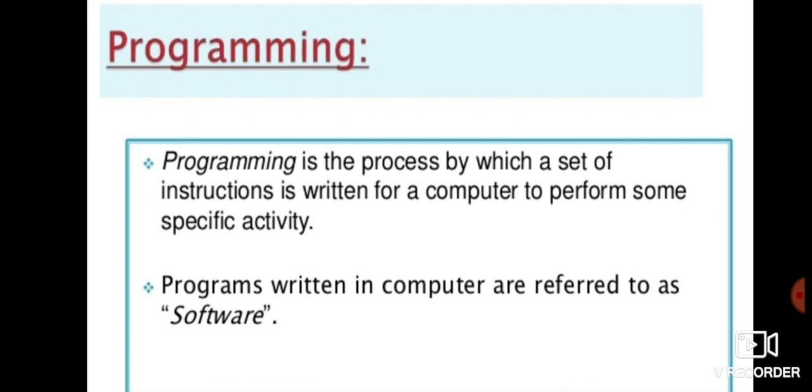What is programming? Programming is the process by which a set of instructions is written for the programs to perform some specific activity. Students, computer software is a set of programs. In programming, we write a set of instructions which enable a computer to perform some specific activity. Programs written in a computer are referred to as software. Remember, students, there are various computer languages developed over the years which are used to write computer programs, and the package of these programs makes our software.